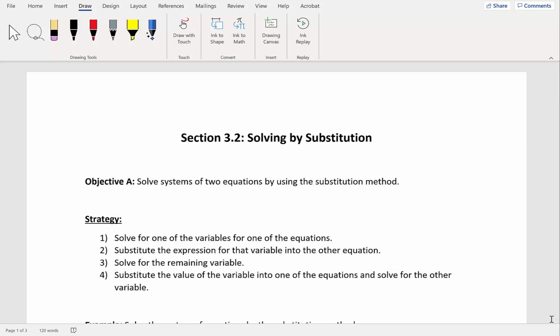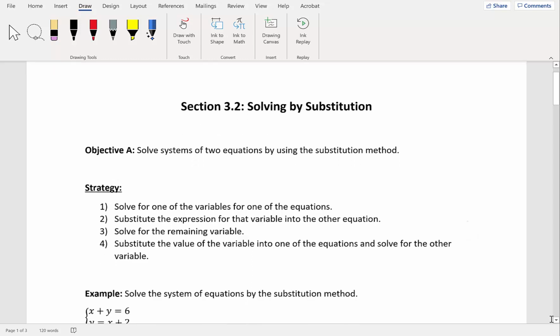In this video, we're going to take a look at section 3.2, which is on solving by substitution. So in the previous section, we saw how to solve systems of equations by the graphing method. This time, we're going to take a look at a different method called the substitution method. So our first objective is to solve systems of two equations by using the substitution method.